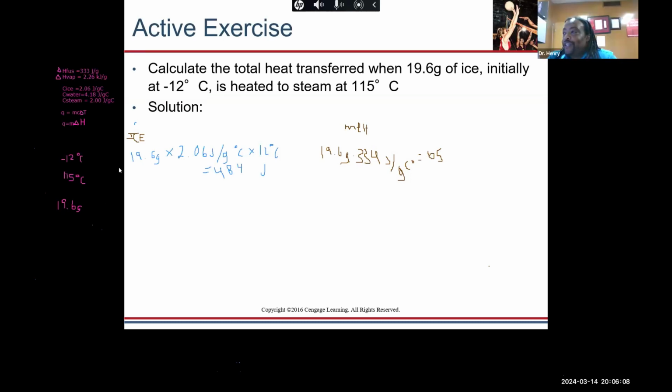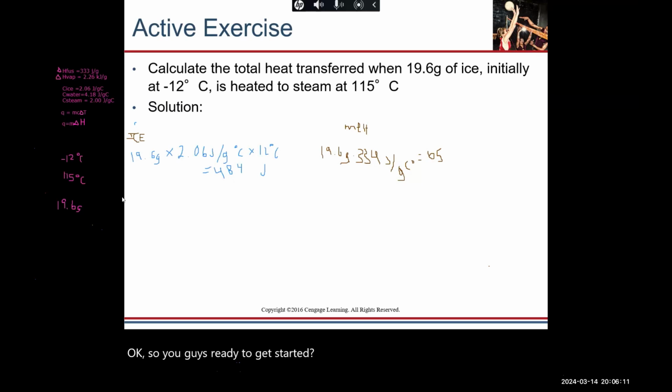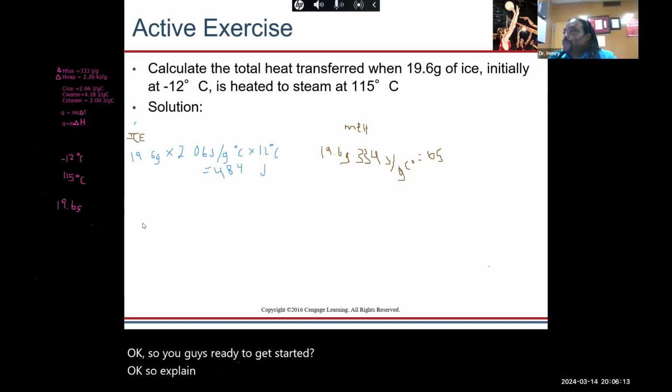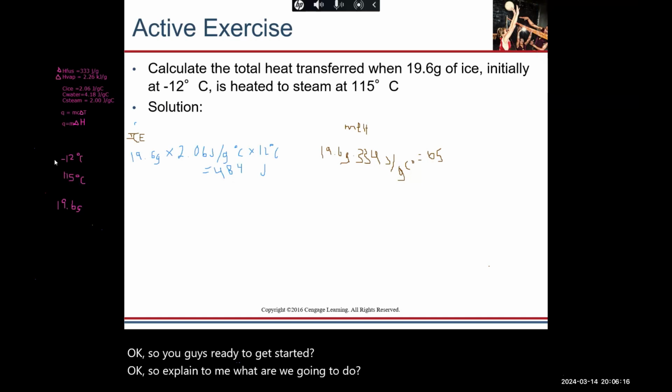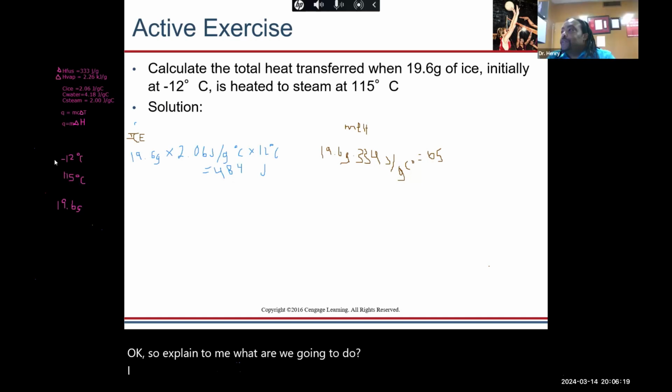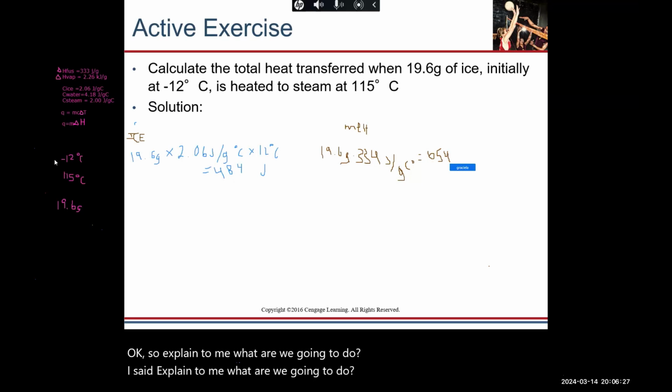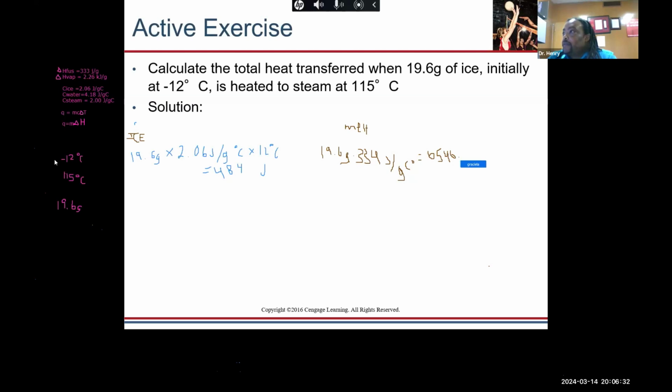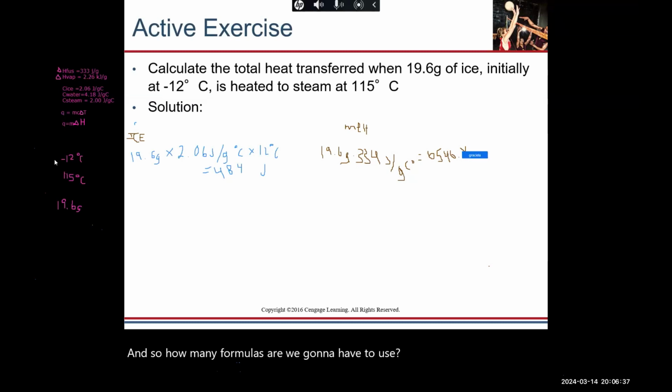Okay, so you guys ready to get started? Yes. Okay, so explain to me, what are we going to do? I looked at the graph to see how many of the formulas I was going to have to use. So how many formulas are we going to have to use? I think 4. Are you sure? No.